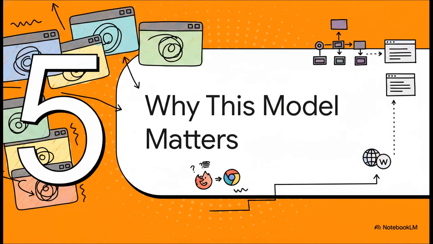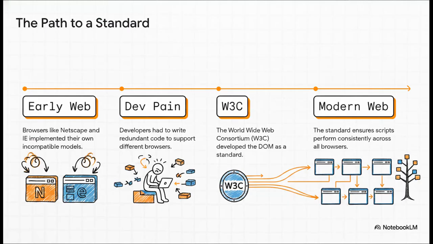But why was it so important to create this one specific model? I mean, why couldn't every browser just do its own thing? Well, for a little while, they did. Back in the early days of the web, during what they called the browser wars, you had companies like Netscape and Microsoft, and they each had their own totally incompatible models. It was an absolute nightmare for developers who had to write complex, different code for each browser. To fix this mess, the World Wide Web Consortium, or W3C, stepped in and created the DOM as a universal standard, a common language for everyone.